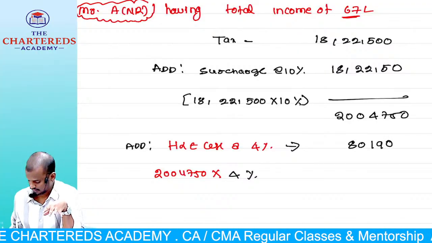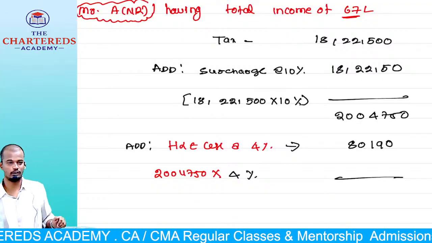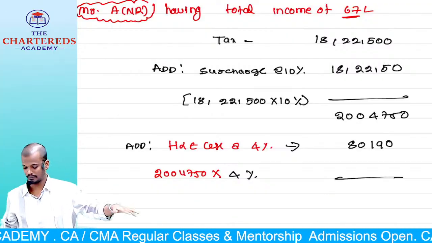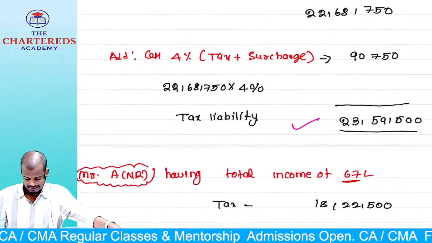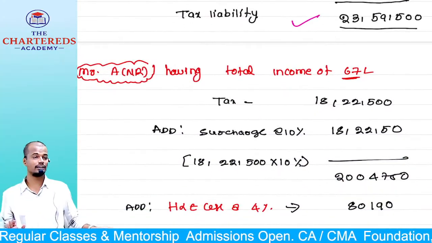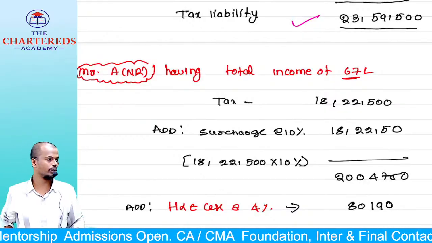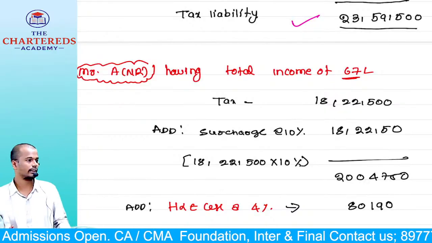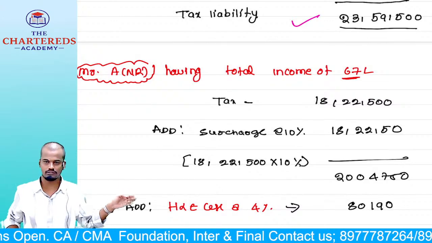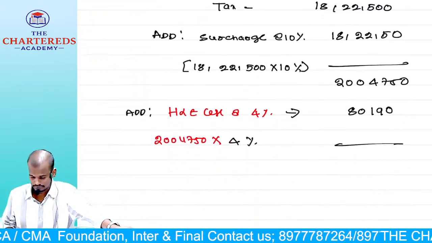Okay. Now you can add it and write it. Don't skip it. This is the way to compute. Hope you understand my point, sir. How surcharge is going to be applicable? How health and education cess is going to be applicable? Any doubt on this point, amma? Go through our report.